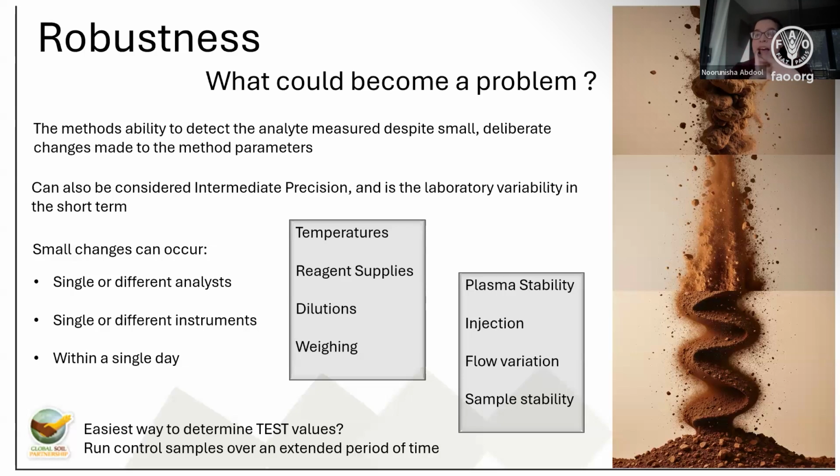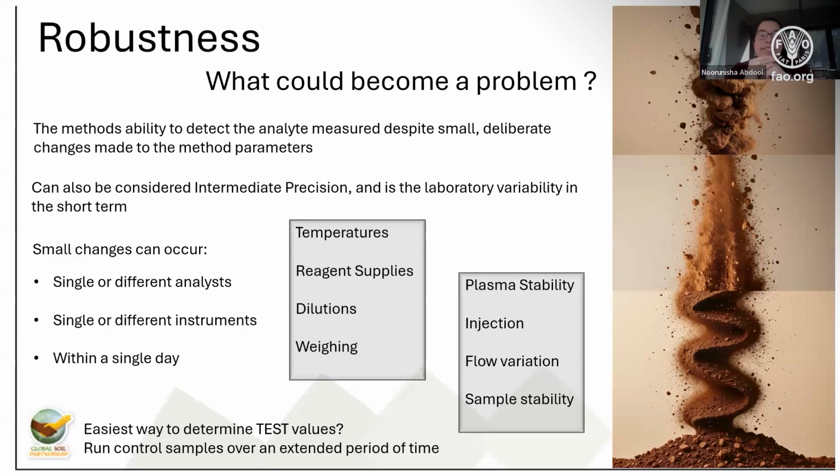Your reagent supplies: it's not just your reagent that's made up, it's where they come from as well. They could change if you change suppliers. Your dilutions are something that can change as well. If I'm having a bad day and I've got 200 samples in front of me and I'm pipetting them individually, am I going to take a shortcut here or there? And the same goes with weighing. Am I going to weigh them quickly, or am I going to be nice and precise?